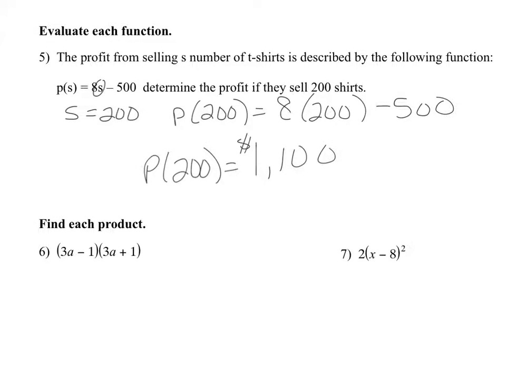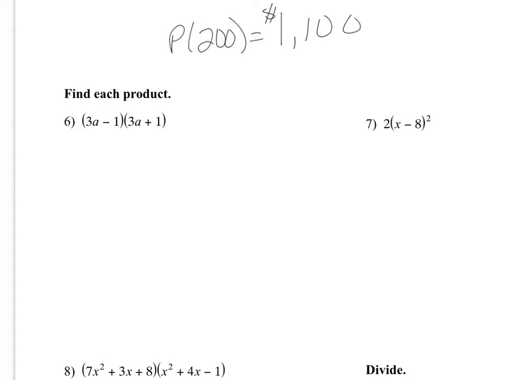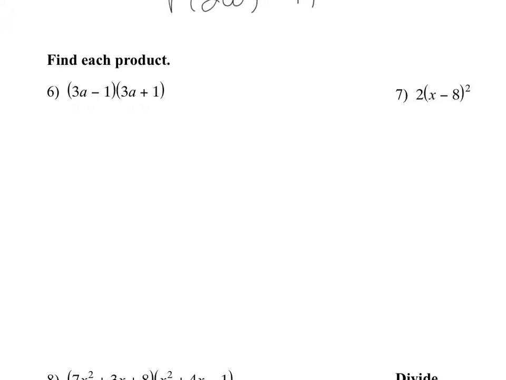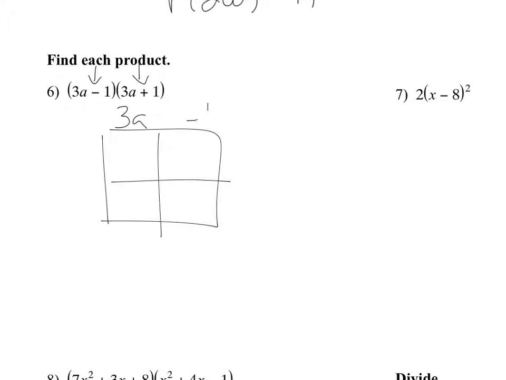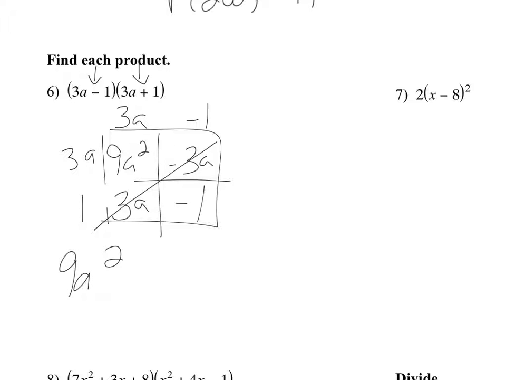Okay. Find each product. So this one, these two, remember, these two are your conjugates. So you should remember that the middle term will drop out, but it's probably best to just do the math anyway. So 3a minus 1, 3a plus 1. So you get 9a squared minus 3a. And then positive 3a and -1. Positive 3a and -3a cancel out, and you're left with 9a squared minus 1.